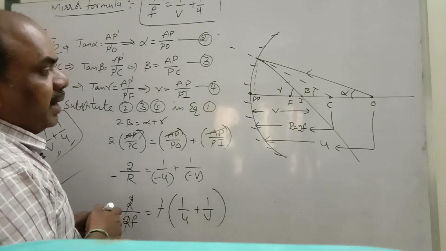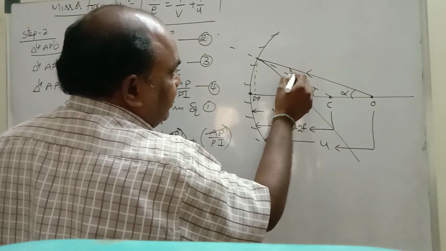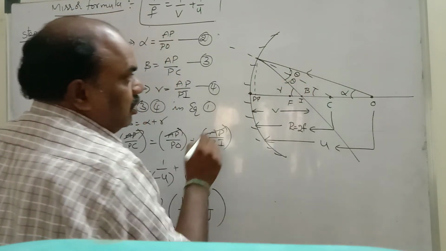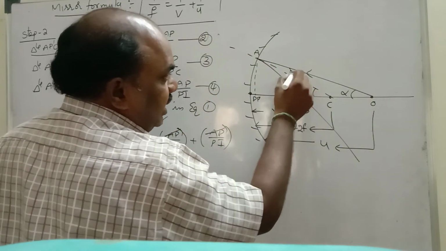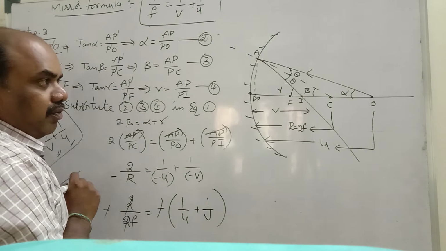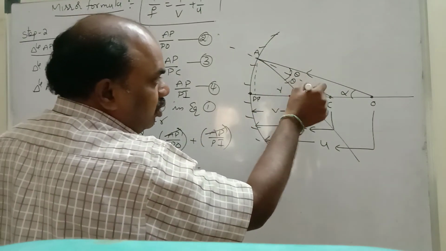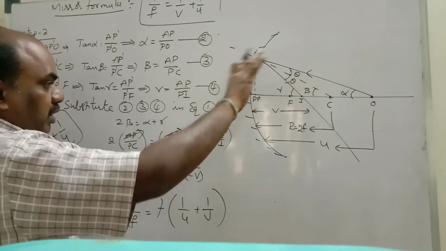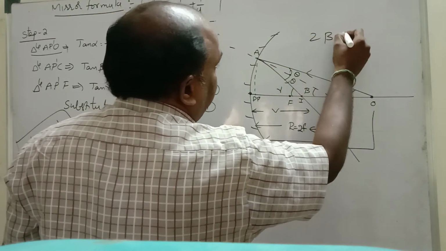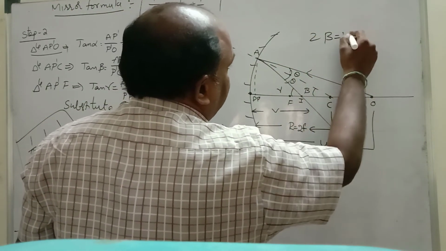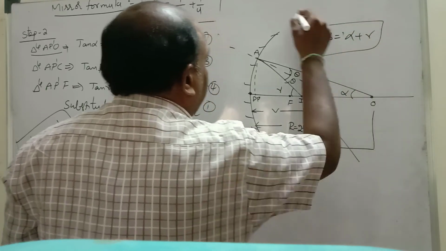Now in the first step, I took that angle of incidence is equal to angle of reflection. First I took this triangle ACO. From this, external angle beta is equal to theta plus alpha. In the second triangle, gamma is equal to theta plus beta. If you equate the theta values, you get 2 beta is equal to alpha plus gamma. This is the relation between alpha, beta, gamma.